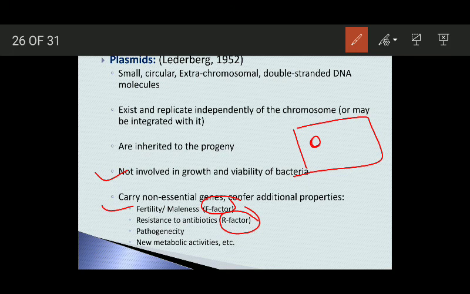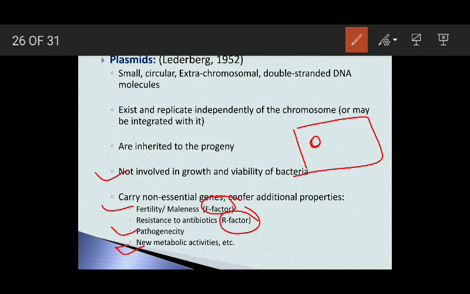I have already told you, they confer additional properties. They do not increase the growth and viability of bacteria. Instead, they confer some additional properties. Those bacterial cells that possess the F factor will be treated as male. They determine the maleness of the bacterial cell. Those plasmids which are known as R factors, if they are present in the bacterial cell, these bacterial cells will be resistant to antibiotics. And other plasmids determine the pathogenicity. They determine whether the bacterial cell will be pathogenic or not.